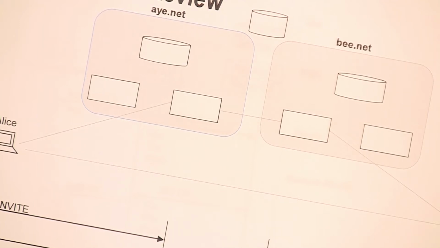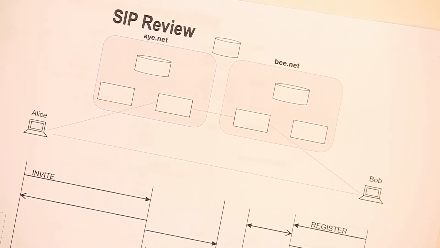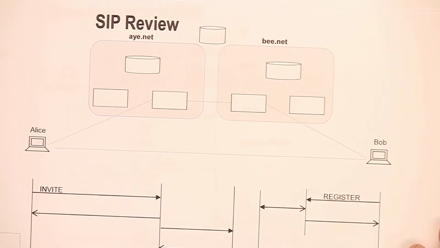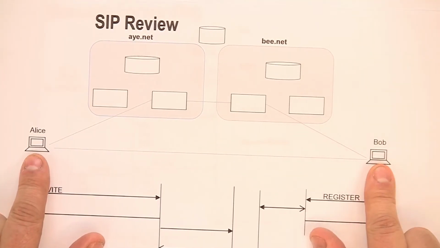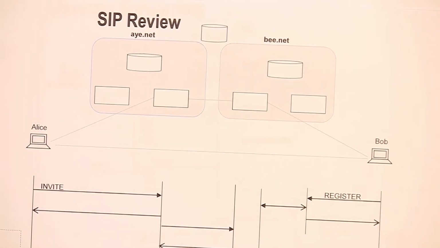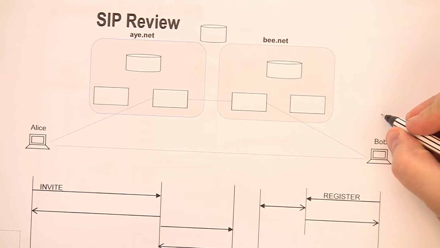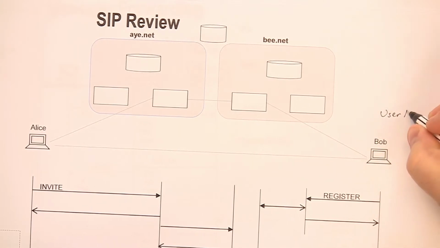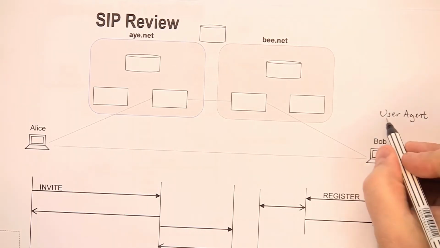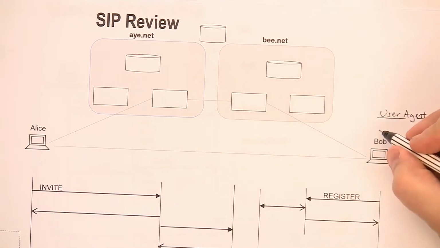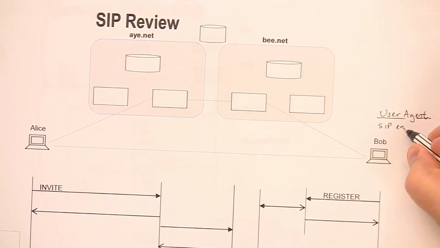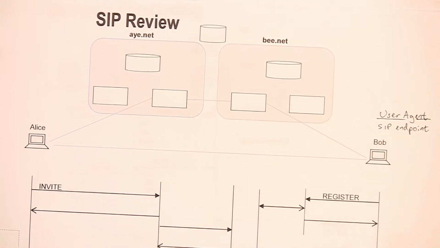I like to say that in SIP everything is either an endpoint or not an endpoint. And we have here Alice and we have Bob. They're endpoints. So an endpoint in SIP is called a user agent. So let us put that over here. This is a user agent, or a UA. So I'll just underline that and say this is a SIP endpoint, like this. Hope you can read my writing.